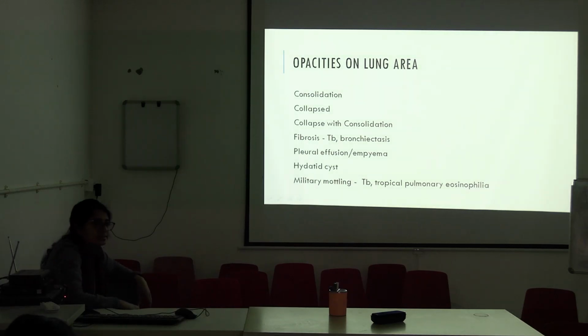Now we will talk about the opacities on lung area. So opacities in the lung field means white areas. Opacities in the lung fields are due to consolidation, collapse with consolidation, fibrosis because of tuberculosis, bronchiectasis, pleural effusion or empyema, hydatid cyst. Then we have the miliary mottling, because of tuberculosis, because of tropical pulmonary eosinophilia.